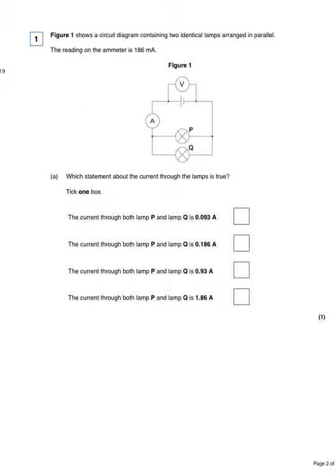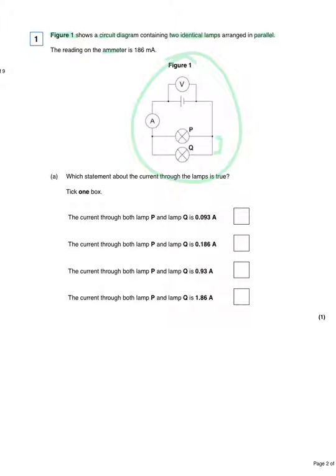So the first thing I'm going to do when I'm looking at this question is try to unpack what I'm reading. I can see straight away that I'm given some information. I've got a circuit diagram. I've got my clues here that it's in parallel, and let's look at the text. Figure 1 shows a circuit diagram containing two identical lamps. That's really key that they're identical. It tells me they've got the same properties in terms of resistance, and they're in a parallel circuit.